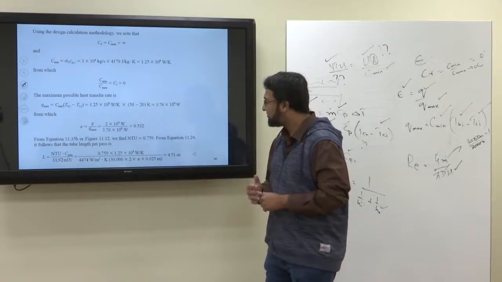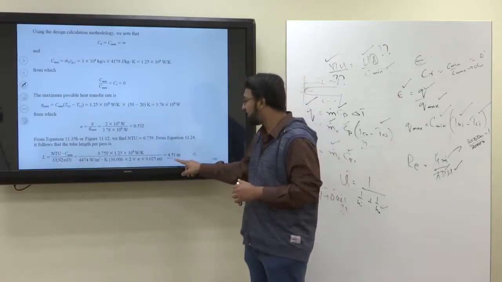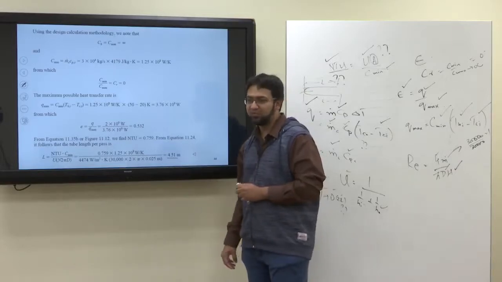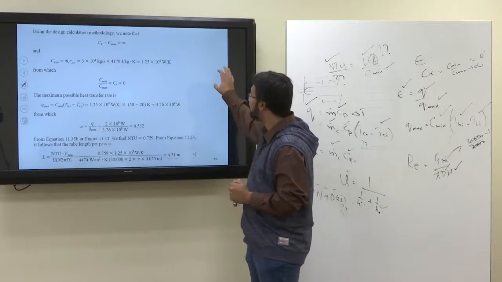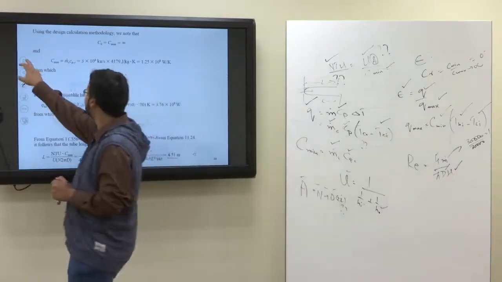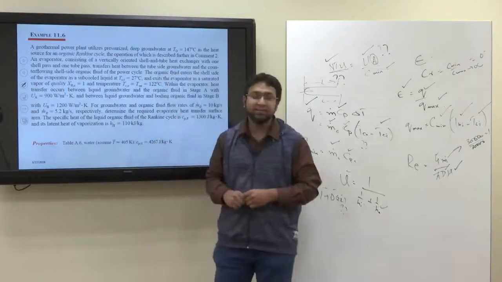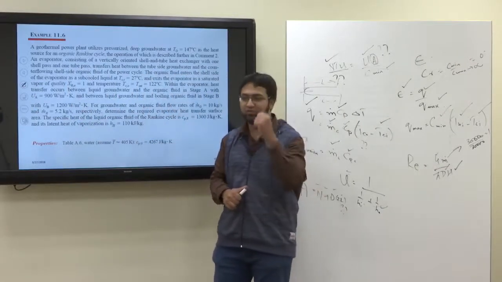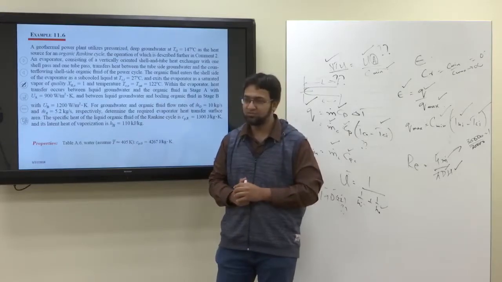Okay, so that's how we solve this problem, and the per pass length comes out to be 4.51 meters. So that's the length of your shell and tube heat exchanger. Okay, that problem is over. Is there anything in that problem which you do not understand? You are most welcome to ask.